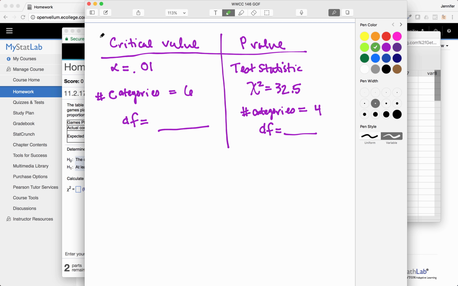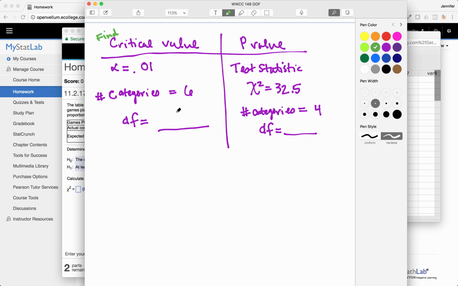So let's say you want to find a critical value. You're doing a goodness of fit test and you need to have a critical value so you can make a conclusion to your test. So we are starting off with a significance level of 0.01. I just made it up, but you'll be given that in the problem. And the number of categories in your goodness of fit test is 6. Let's just say we need to compute the degrees of freedom.